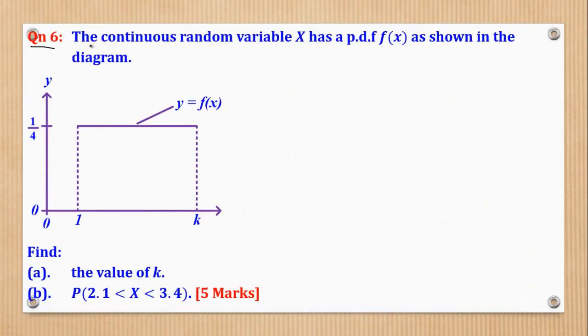Then question 6 says, the continuous random variable X has a PDF f(x) as shown in the diagram. Find part A, the value of K, and part B, the probability of X greater than 2.1 but less than 3.4.